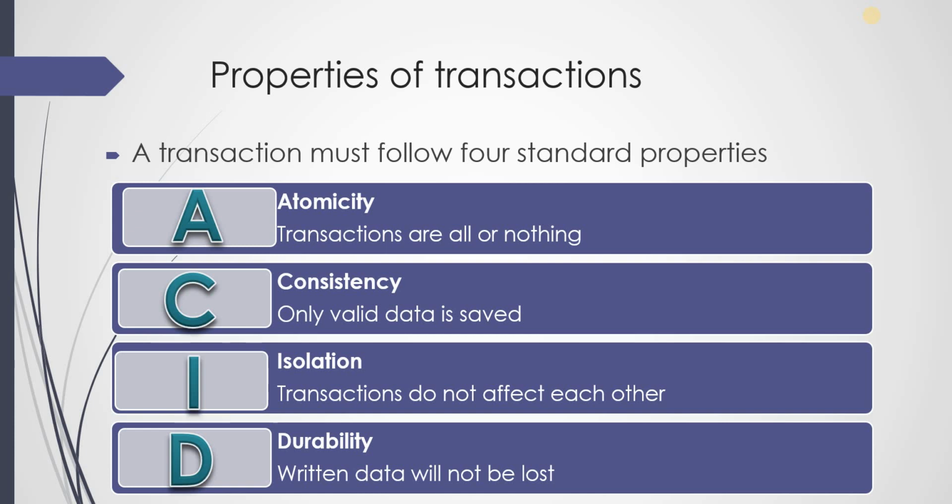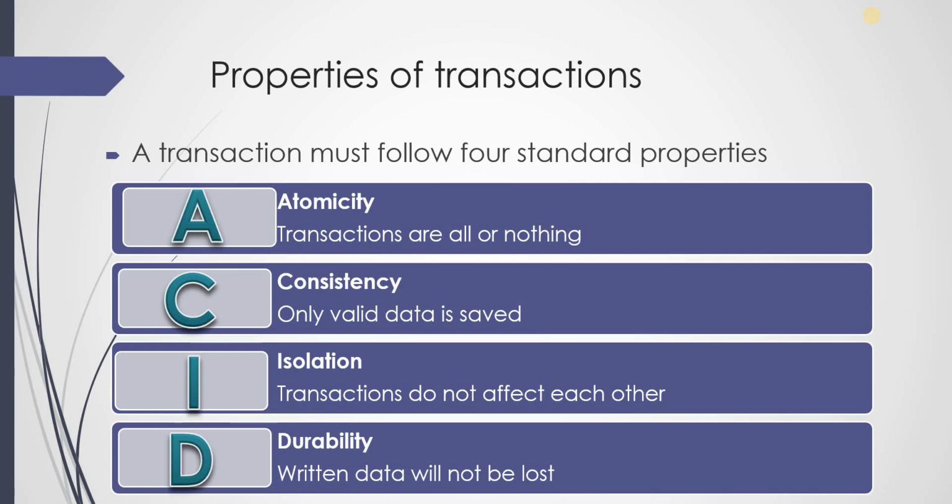The next property is consistency. Consistent means only valid data is saved. This means if a person is transferring an amount of 1000 rupees to person B's account, then 1000 rupees should be credited to person B's account. It should not be that instead of 1000, 10,000 is credited or 100 is credited. So always and always the transaction should be consistent.